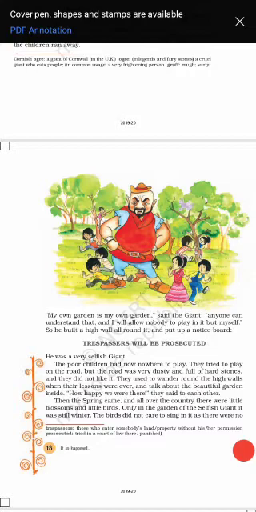The poor children had now nowhere to play. They tried to play on the road, but the road was very dusty and full of hard stones, and they did not like it. And when the children saw the boundary around the garden, they became so sad.